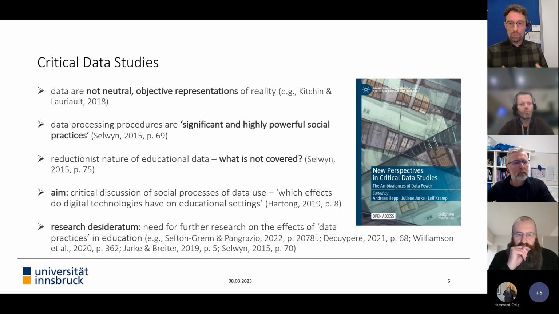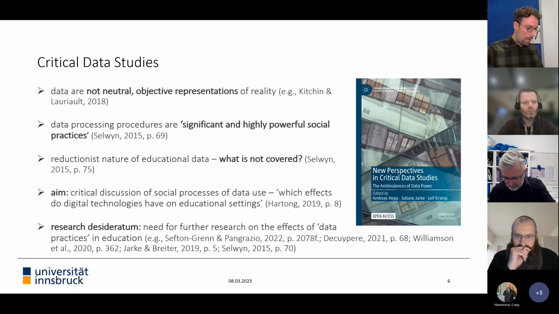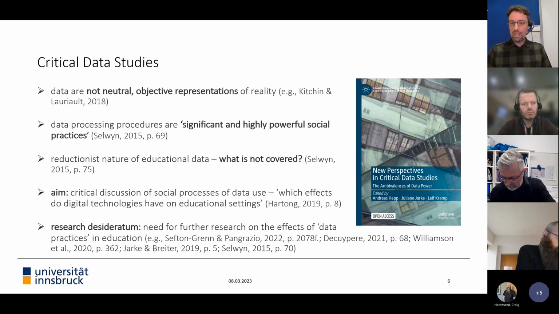And one stream, or one research field, is called critical data studies. Here on the right, you see one example of an important publication in this field. Central aspects of the criticism of critical data studies are, first of all, that data are not neutral, depoliticized, or objective representations of reality, because data are constructions about the world and thus serve specific interests. But often, especially in learning technologies, they are sold as neutral and objective technologies.